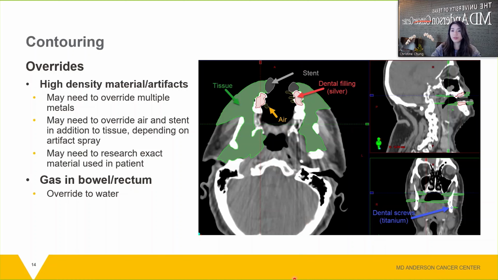Sometimes, to find out what the exact material was used in a patient, you have to do a little bit of research. You can look through their chart or speak with the physician who can get in contact with the surgeon who performed the surgery. In addition, you may need to contour and override gas in the bowel and rectum and override that to water.